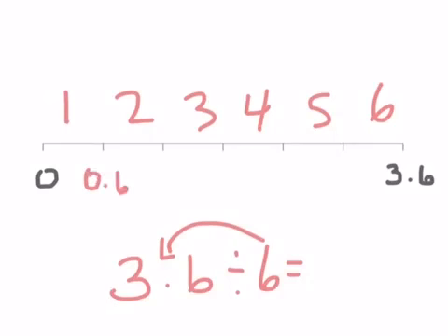So if I were to fill in my sections on the number line, they each go up by 6 tenths each time. So I have 6 tenths, then I have 12 tenths, then I have 18 tenths, 24 tenths, 30 tenths or 3, and then finally it ends with my 3 and 6 tenths.